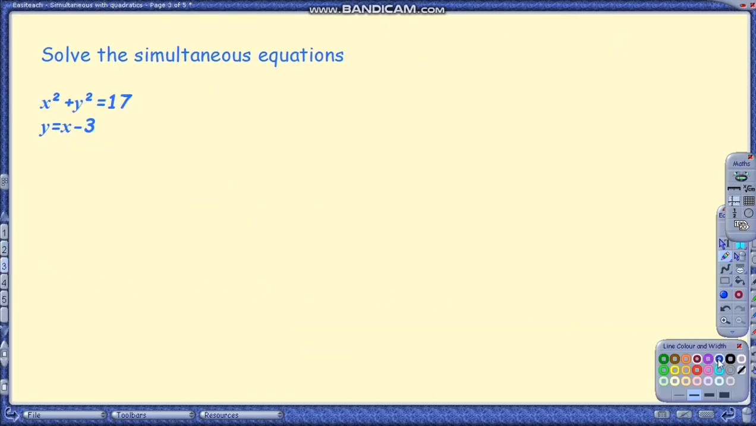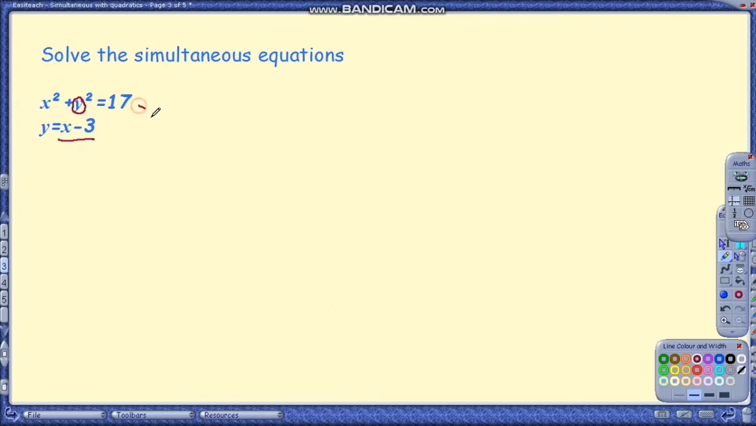This time we've got to solve x squared plus y squared is equal to 17 and y is equal to x minus 3. So I'm going to work with the first equation where it says x squared, we don't know anything about the x, plus y squared. However, what do we know about y? Well, y is the same as x minus 3. So I'm going to substitute x minus 3 instead of the y.